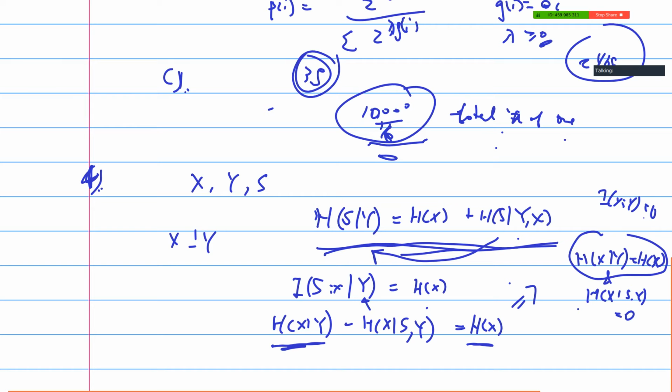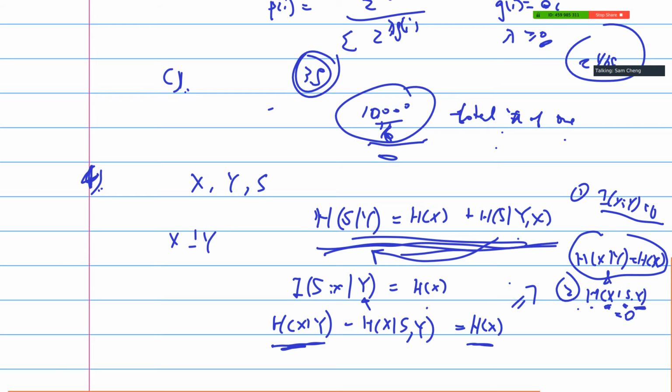And then you see this is satisfied with these two conditions here. So if X and Y are independent, and H(X|S,Y) is equal to 0, then it means that X will be a function of S and Y, or at least deterministic given S and Y. So in a sense it means that it's a function.